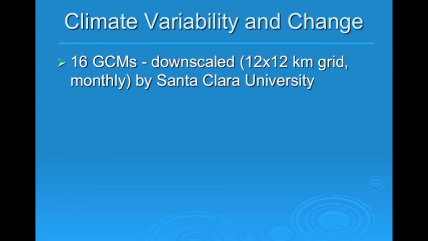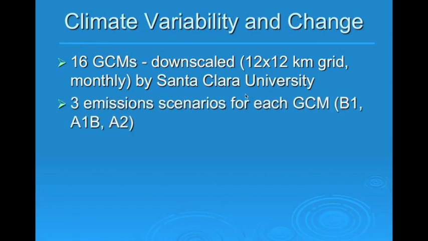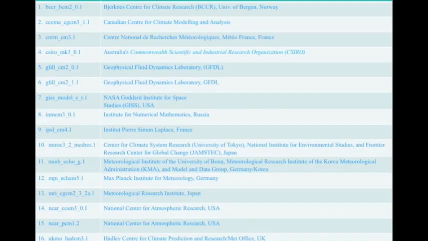In terms of the climate variability and change inputs into the model, we looked at 16 global circulation models that were downscaled to a grid of 12 kilometers by 12 kilometers on a monthly level. We didn't do this piece, but this data was available to us by colleagues at Santa Clara. We had three emission scenarios for each GCM. I don't know if you're familiar with these scenarios, the B1, A1B, and A2. These are all fairly aggressive climate change. And this is just a little bit of the list of the models that we looked at, of the 60 models that we looked at, and they're all a little bit all over the place.